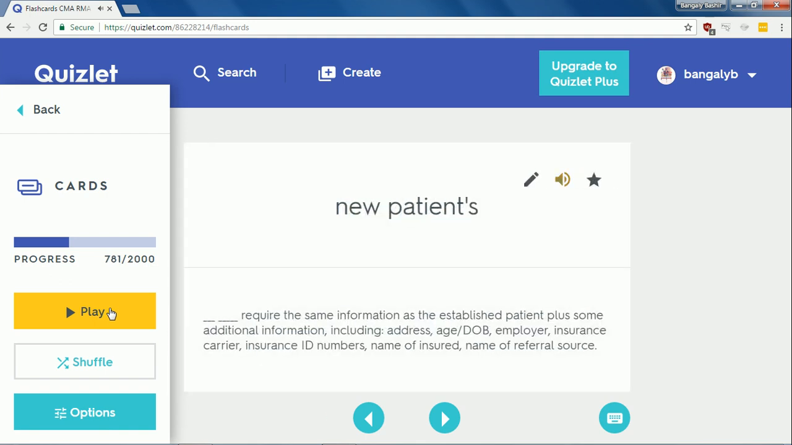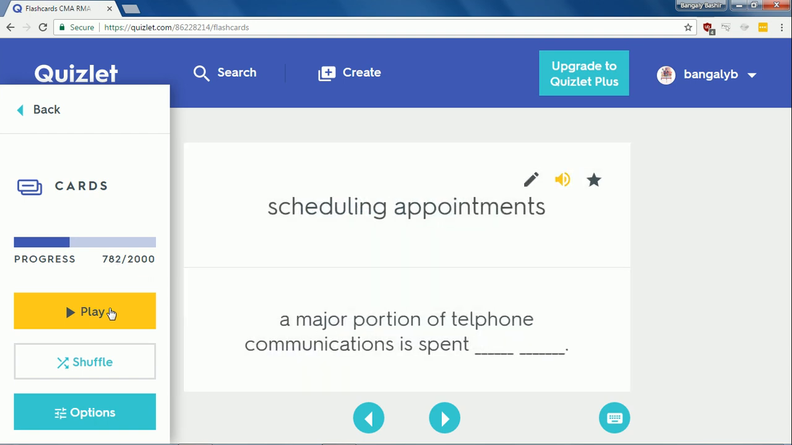New patients. New patients require the same information as the established patient plus some additional information, including address, DOB, employer, insurance carrier, insurance ID numbers, name of insured, name of referral source. Scheduling appointments. A major portion of telephone communications is spent scheduling appointments.